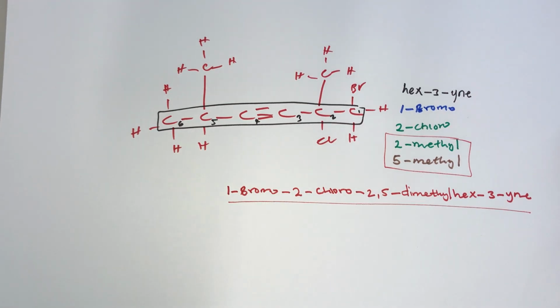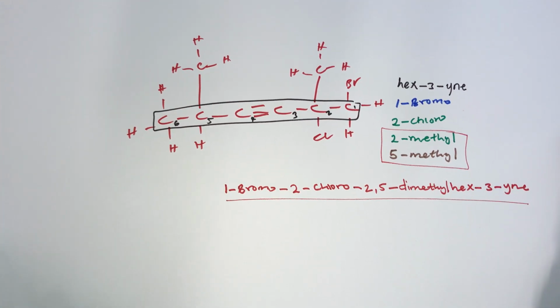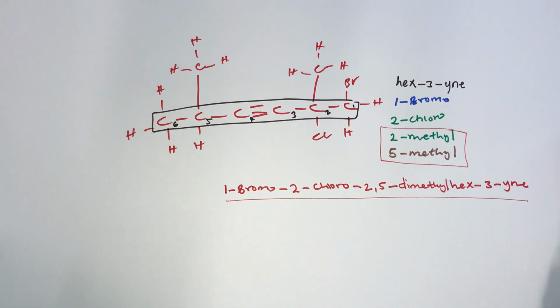It looks long, right? So that is the end of the halogens and the branches and the double bond and the triple bond. So in the next video, we're going to check the aldehyde, the ketone, and the alcohol and stuff. So for now, thank you.